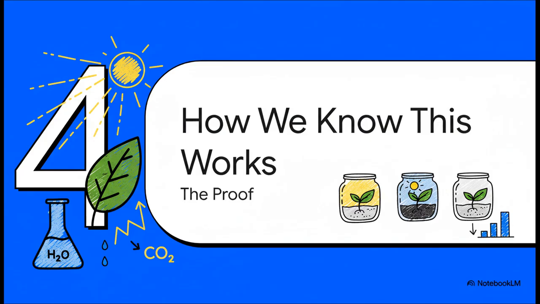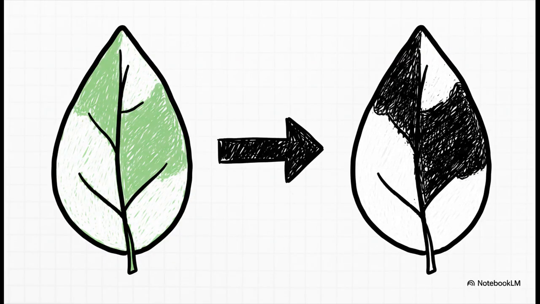All of this is quite amazing, isn't it? But you might be wondering, how did scientists figure all of this out? Well, they performed some simple but very clever experiments to prove which raw materials are absolutely necessary for photosynthesis. Let's look at what these experiments showed us. The first experiment proves the role of chlorophyll. If you take a leaf that is partly green and partly white, and you test it for starch, you will find that starch is only present in the green parts.